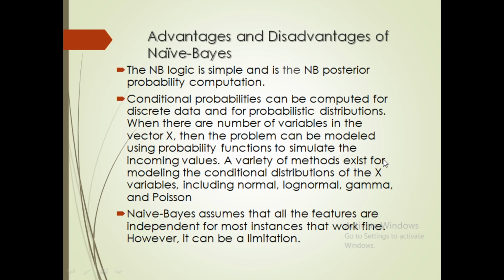A variety of methods exist for modeling the conditional distribution of x variables, including normal distribution, log normal, gamma and Poisson distribution. That is, we will convert a normal vector x into any of the probabilistic distributions, and then we are going to calculate the conditional probability. Naive Bayes assumes that all the features are independent of each other. Sometimes it works fine, but it has its own limitation.